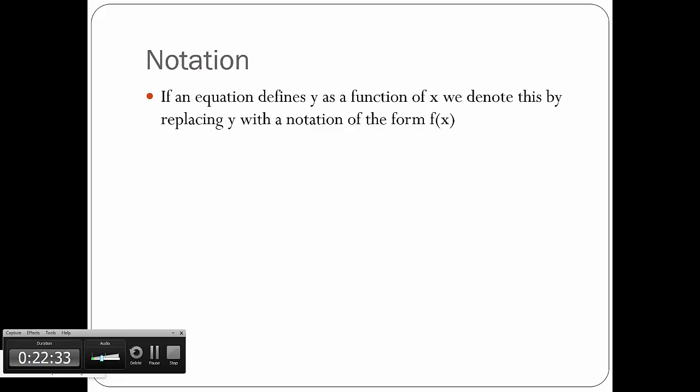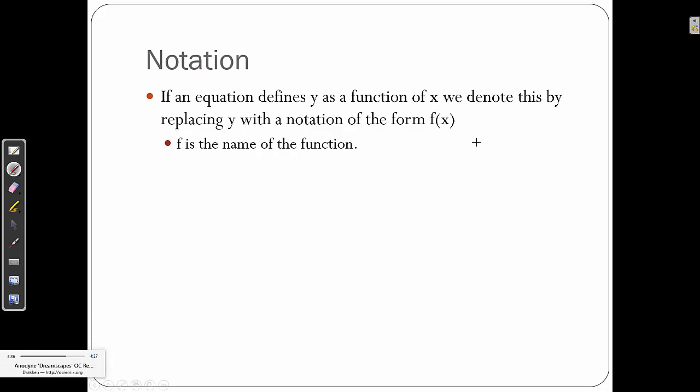We're now going to introduce the general notation when you have an equation that is a function. So if an equation defines y as a function of x, we denote this by replacing y. So we're just going to remove y and replace it with a notation of this form: f parentheses x parentheses. Let's break down this notation a bit. f is just the name of the function.